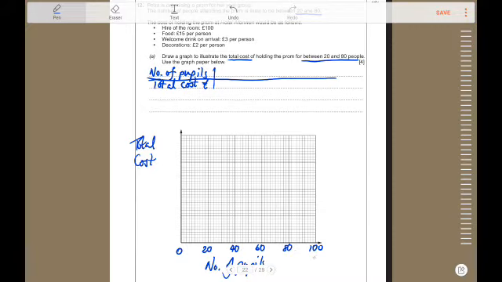Well, I'm only going to go up to 80. So I'm going to do 0, 20, 40, 60, 80. And I'm going to work out the total cost for each of those numbers of people, and I'll be able to plot those points on my graph and join them up. And it should be a straight line. But let's have a look.